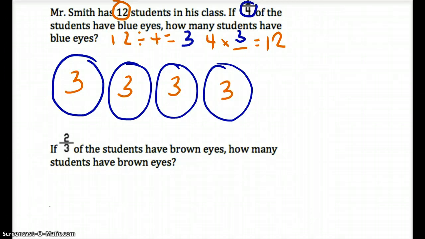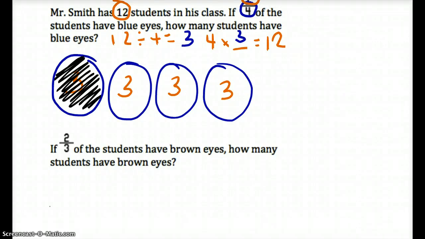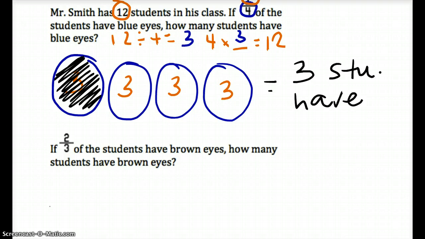Awesome. Now I'm going to look at my numerator, which is the top number of my fraction. And that tells me how many of my groups I'm going to shade, or how many I'm going to look at. So in this case, I'm just looking at one group. So I'm going to shade 1 out of my 4 groups. And if we remember, we put 3 students in that group. So since I just have 1 out of the 4 groups with blue eyes, that tells me that 3 students have blue eyes.